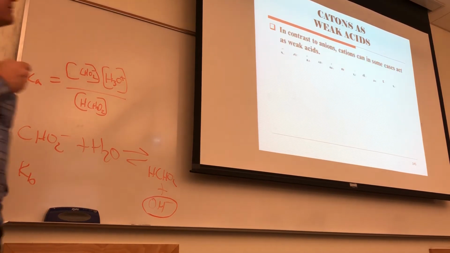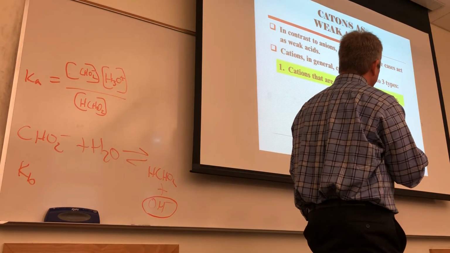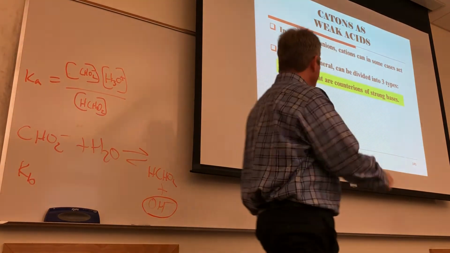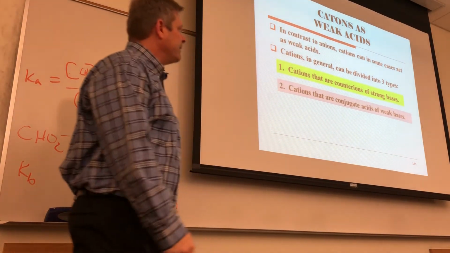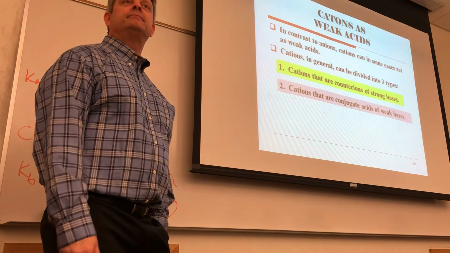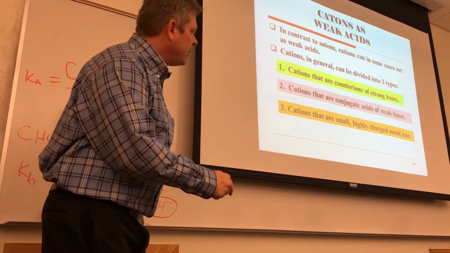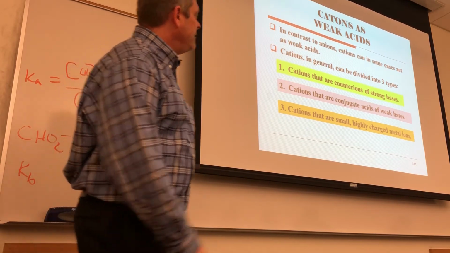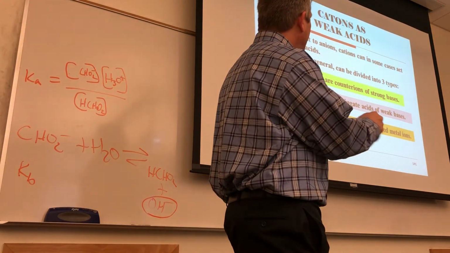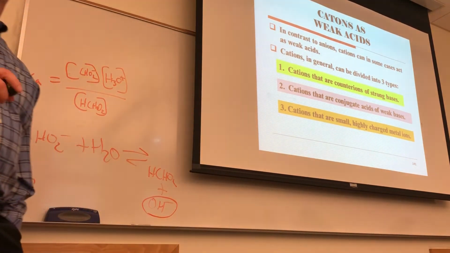Let's take some and see what we have here. Cations, we'll call those counterions of strong bases. Just a new term, nothing major there. Cations that are conjugate acids of weak bases. And cations that are small or highly charged metal ions. These are the three types of cations that can potentially act as weak acids.